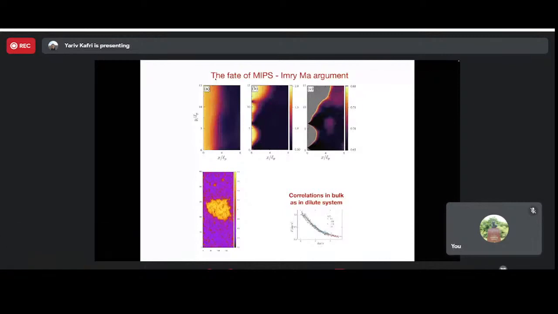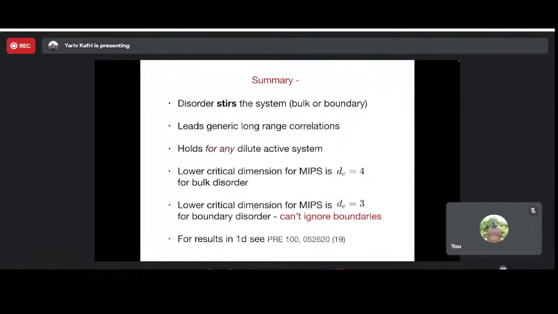So just to summarize, maybe the most important point of this thing is that this disorder, or effectively any asymmetric potential, essentially what it does, it steers the active system. You just can't treat it in field theories, etc., as an external potential. You have to put in the fact that it's pushing the active fluid. This leads to generic long-range correlations, which I think is a new mechanism for generating long-range correlations, even for dilute systems. And again, this means that the results hold for any dilute active system. So whatever theory of whatever active system you do in the dilute limit, it better agree with what we've done.